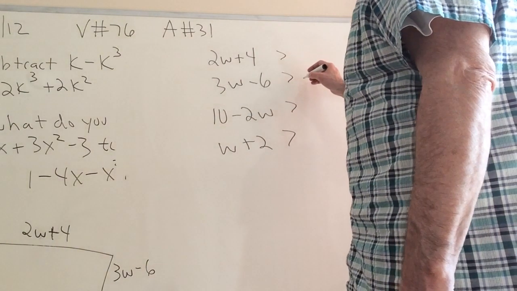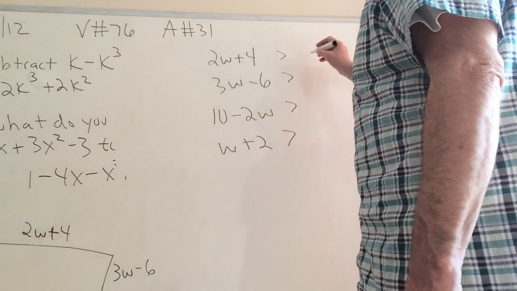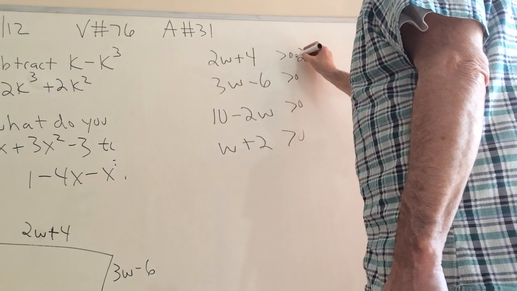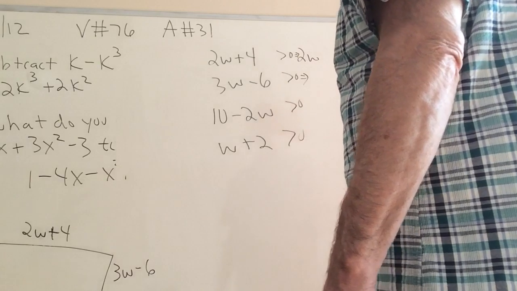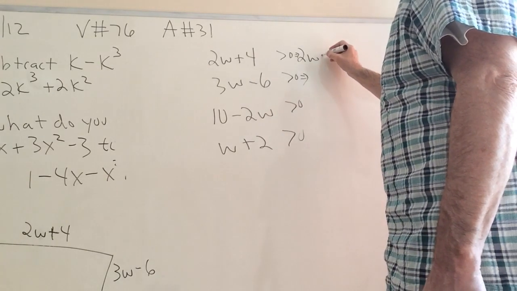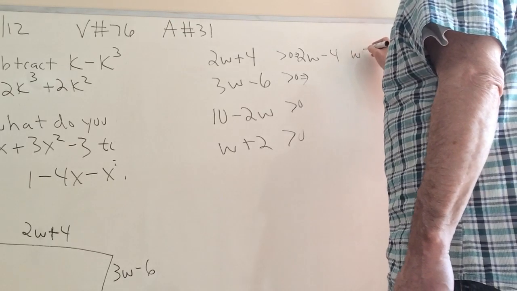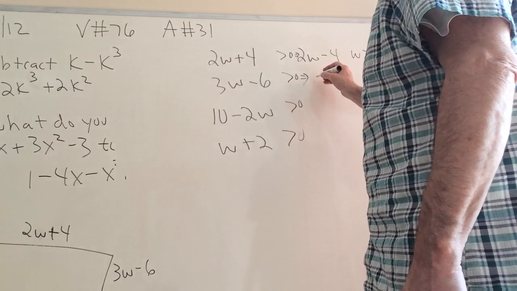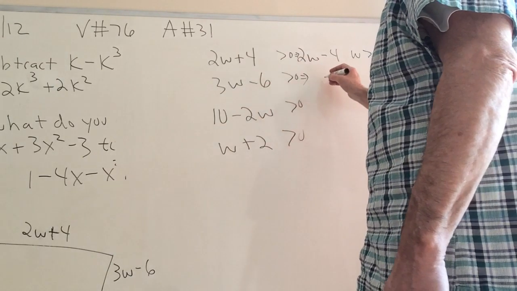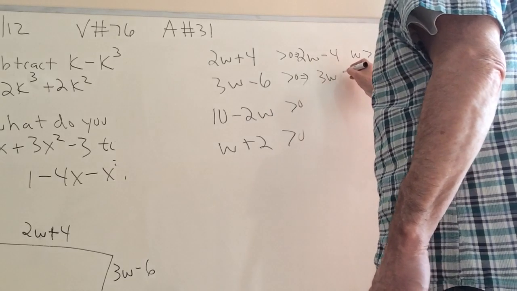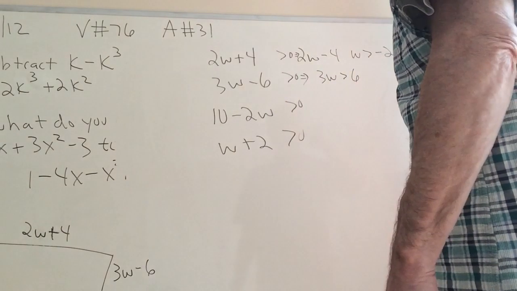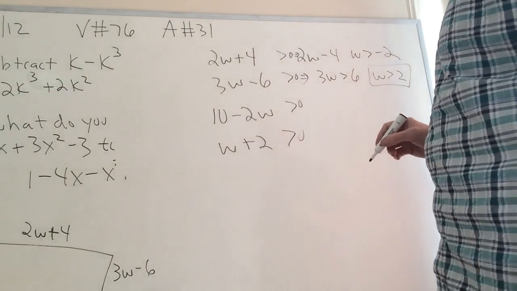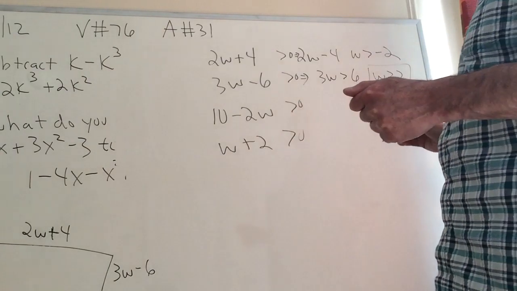So to say that 2w is greater than -4 means that w must be greater than -2, but that's a minor thing. To say that 3w minus 6 is greater than 0 is to say that 3w is greater than 6, which is saying that w must be greater than 2. So we care about that side. That side is going to give us an important restriction here.